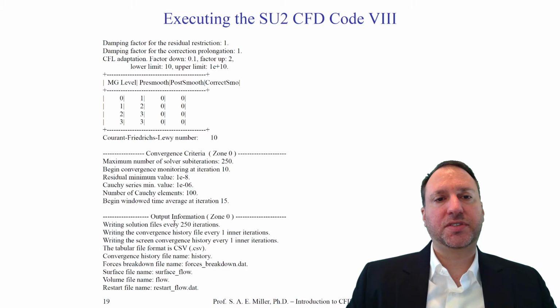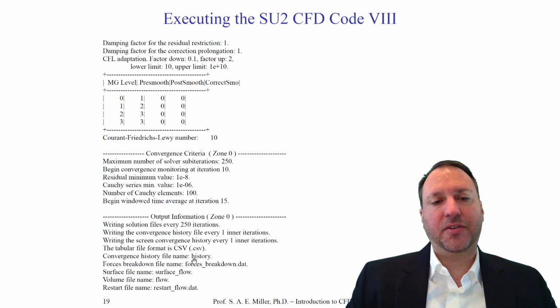So the solver will cycle, and every cycle is an iteration towards a solution. Every 250 iterations, it's going to write a solution file which contains the densities, velocities, pressures, temperatures, etc. on the grid points. It'll also be writing a convergence history to another file every iteration, and it'll be writing information to the screen, which is what we're looking at right now, every iteration. It's going to put this information also in a CSV format, that's comma separated value format, which can be read by Excel or a text editor.